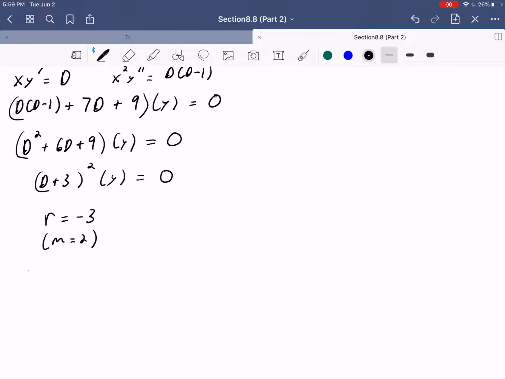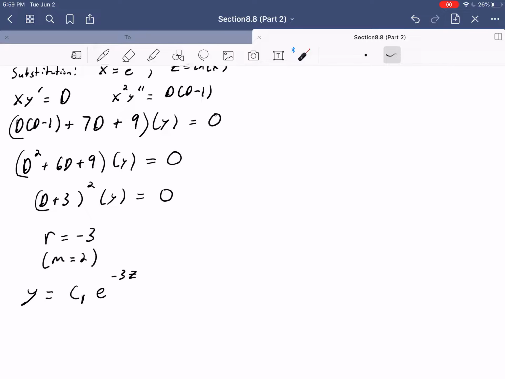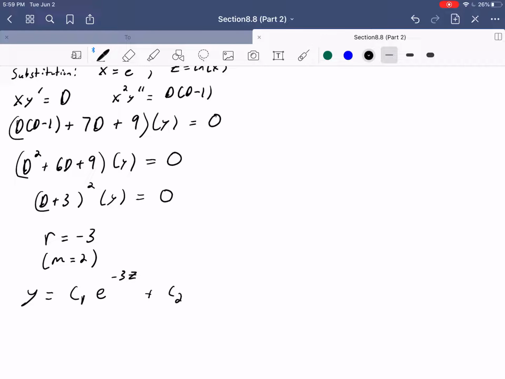So what do our solutions look like here? Well, we'd have y equals c1 e to the negative 3z. Again, make sure you use that new variable because that's what our substitution did here. And then since it's repeated, we have plus c2 z e to the negative 3z. Again, this is a z here because that's our new variable.